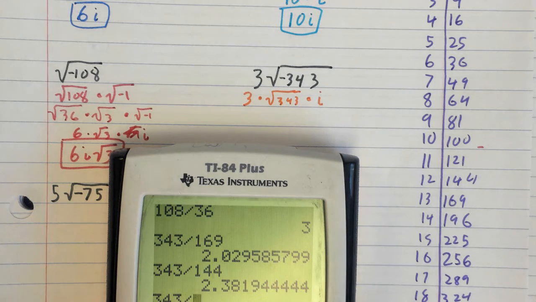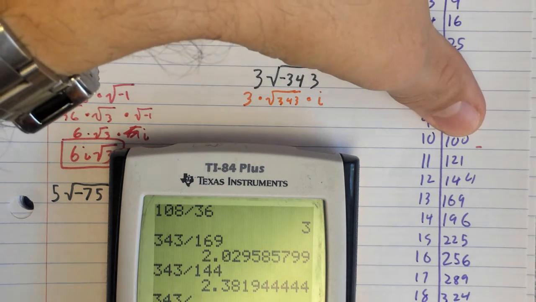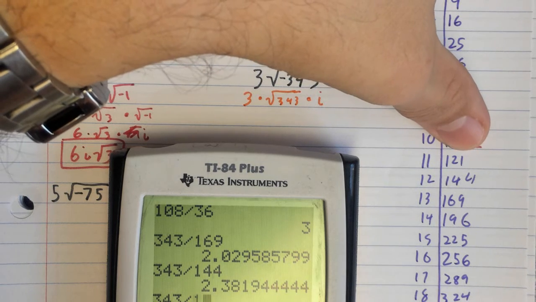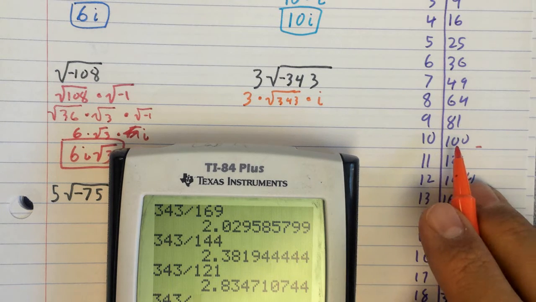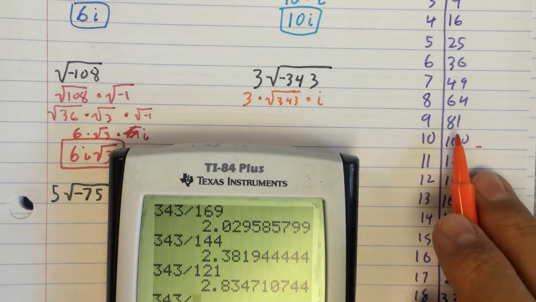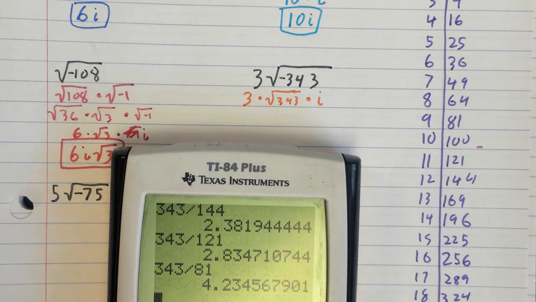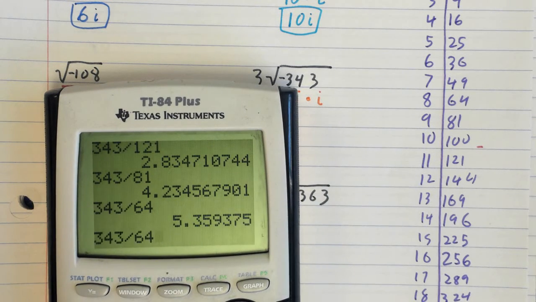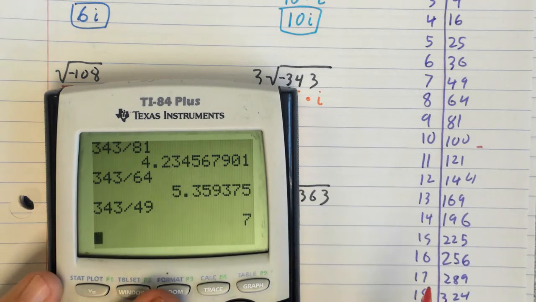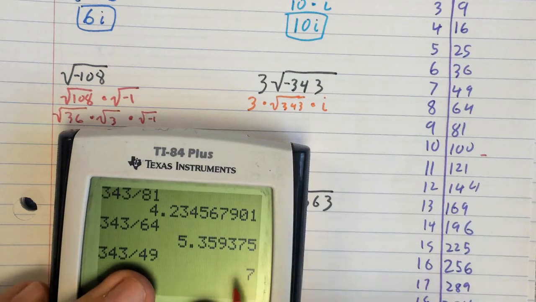343 divided by, let's try 121. Nope. 343 divided by 100 will not work. 81 shouldn't work. 64 doesn't work. 49. There we go. So we have 7 and 49.